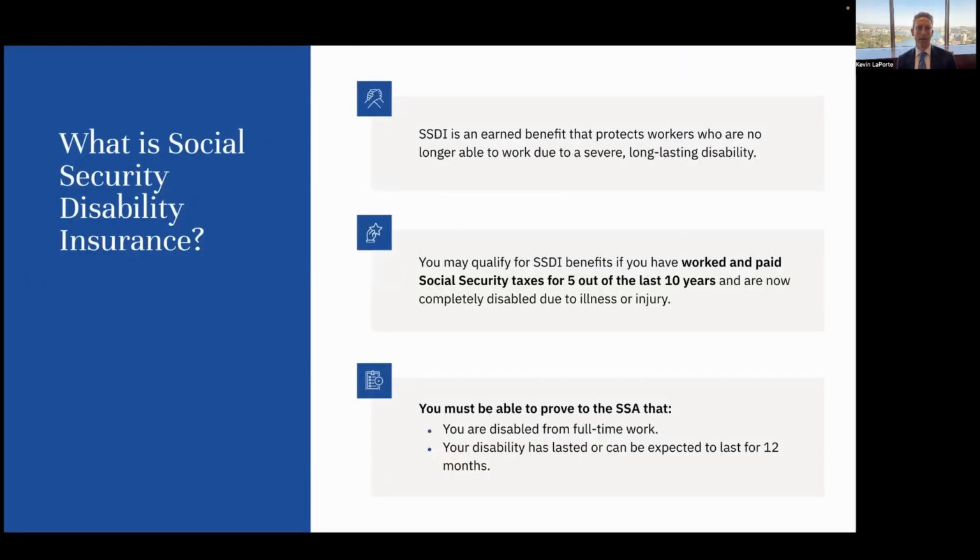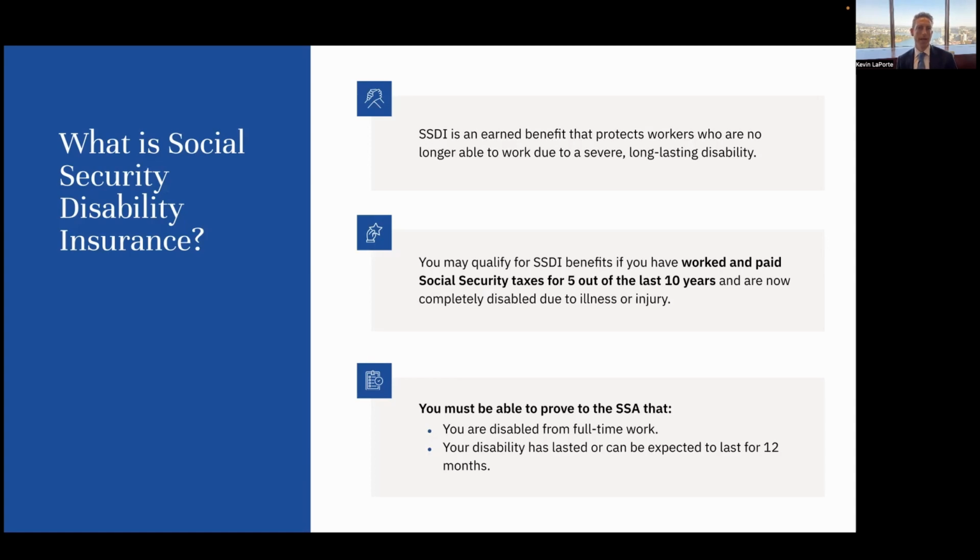Now, first, you may be wondering, what is Social Security disability insurance benefits? Social Security disability insurance benefits is an earned benefit you paid into through your federal income taxes through W-2 or 1099 employment. People who have a disability that prevents them from working, and it's a severe, long-lasting disability, can get an SSDI benefit up until their full retirement age. And you may qualify if you've worked and paid Social Security taxes 5 out of the last 10 years, and you're completely disabled and unable to work due to an illness or an injury.